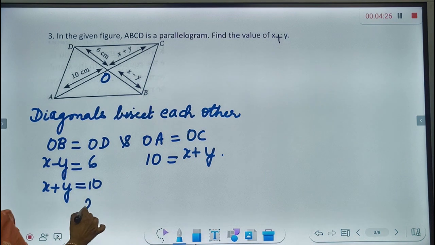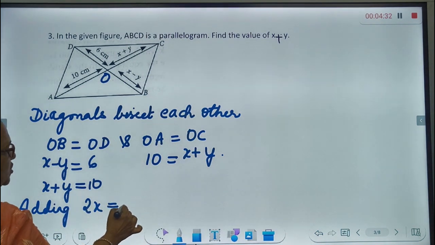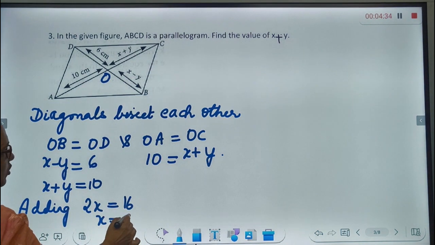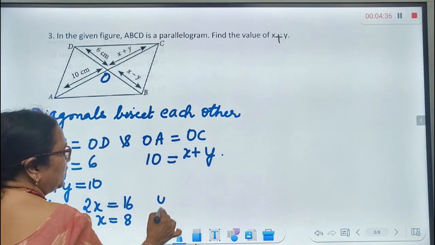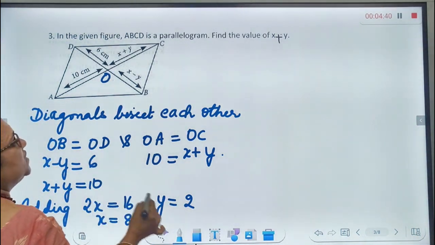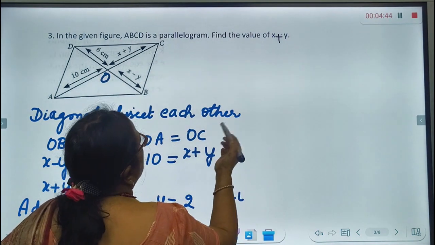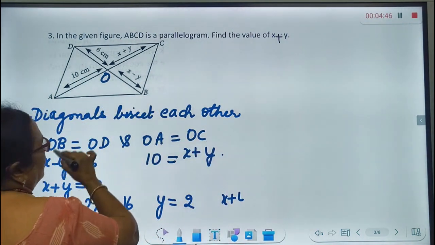So adding, you get 2x equal to 16 or x equal to 8. If x is 8, what is y? 2, because the sum has to be 10. So x is 8 and y is 2. So x plus y, we can check, is already 10.